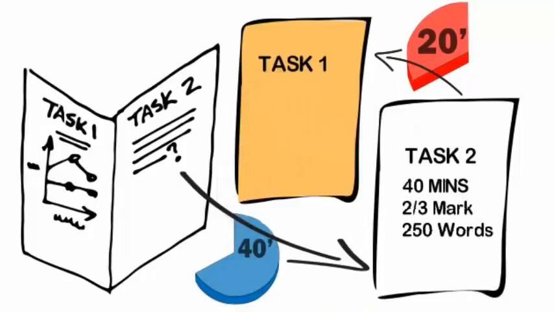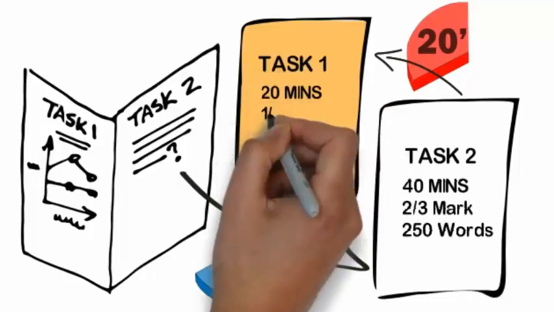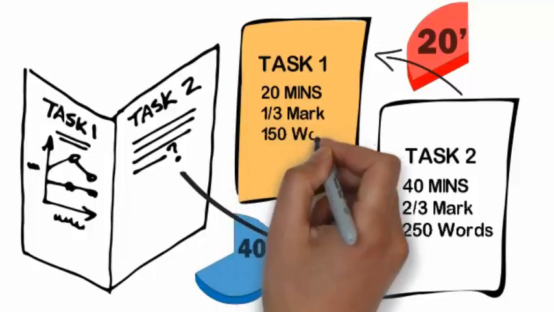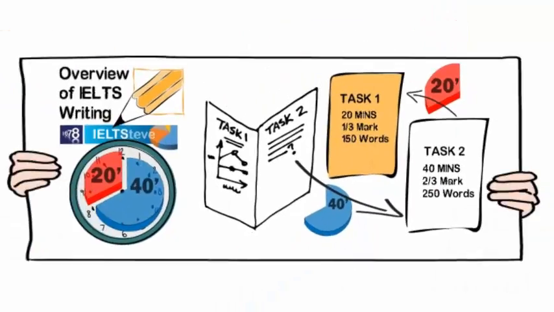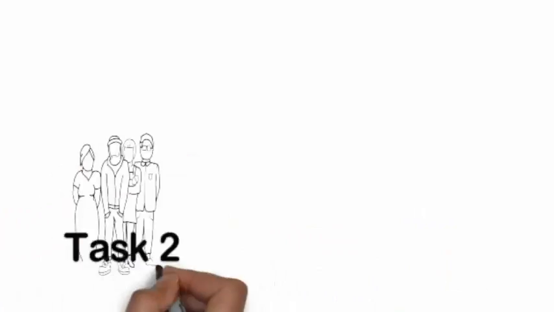And it will be on a yellow piece of paper, and you have 20 minutes, and it's a much shorter essay, so you only have to write 150 words, and it's 1/3 of your mark. So let's have a look at task 2, writing, first of all.